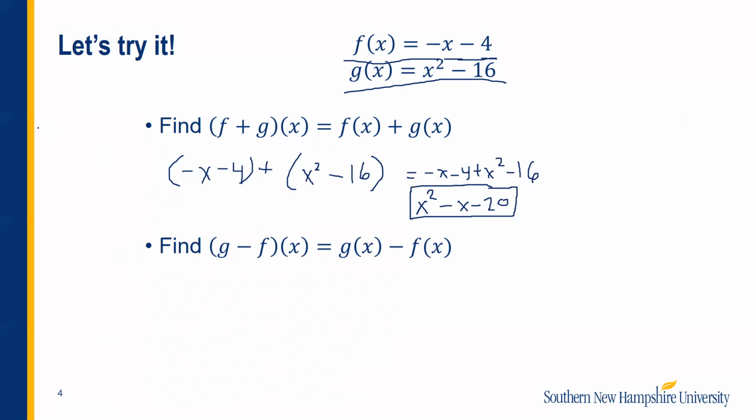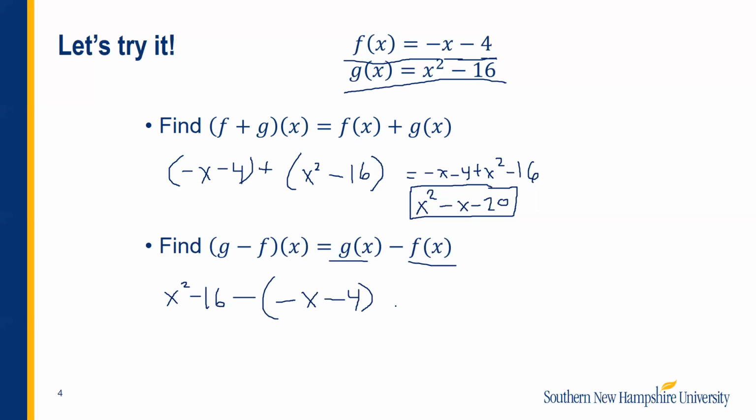The second example here, I said g minus f. G minus f, okay? So look at the order of that. G of x minus f of x. So we start with the g. So we're going to say x squared minus 16 minus, because we're subtracting the other function, negative x minus 4.